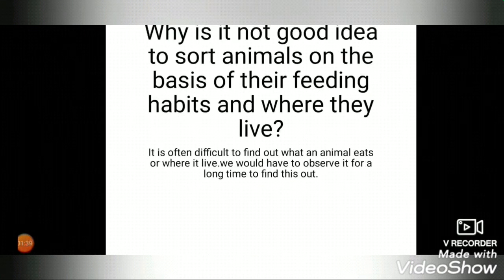Why is it not a good idea to sort animals on the basis of their feeding habits and where they live? It is often difficult to find out what an animal eats or where it lives. We would have to observe it for a long time.